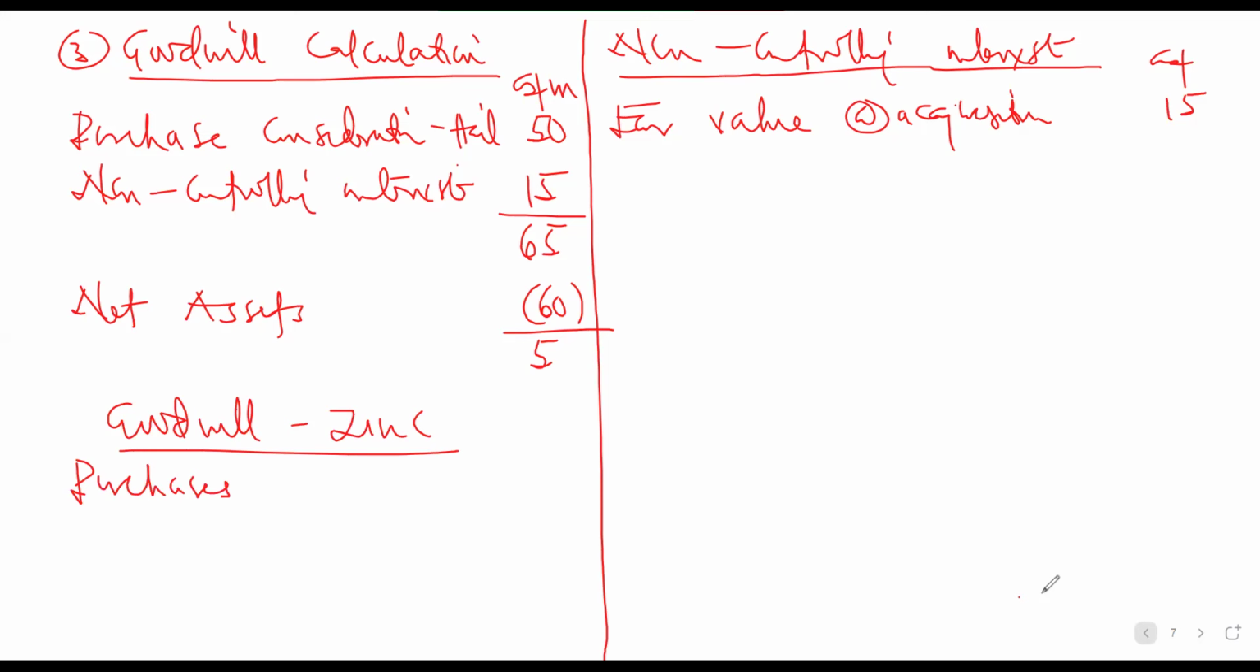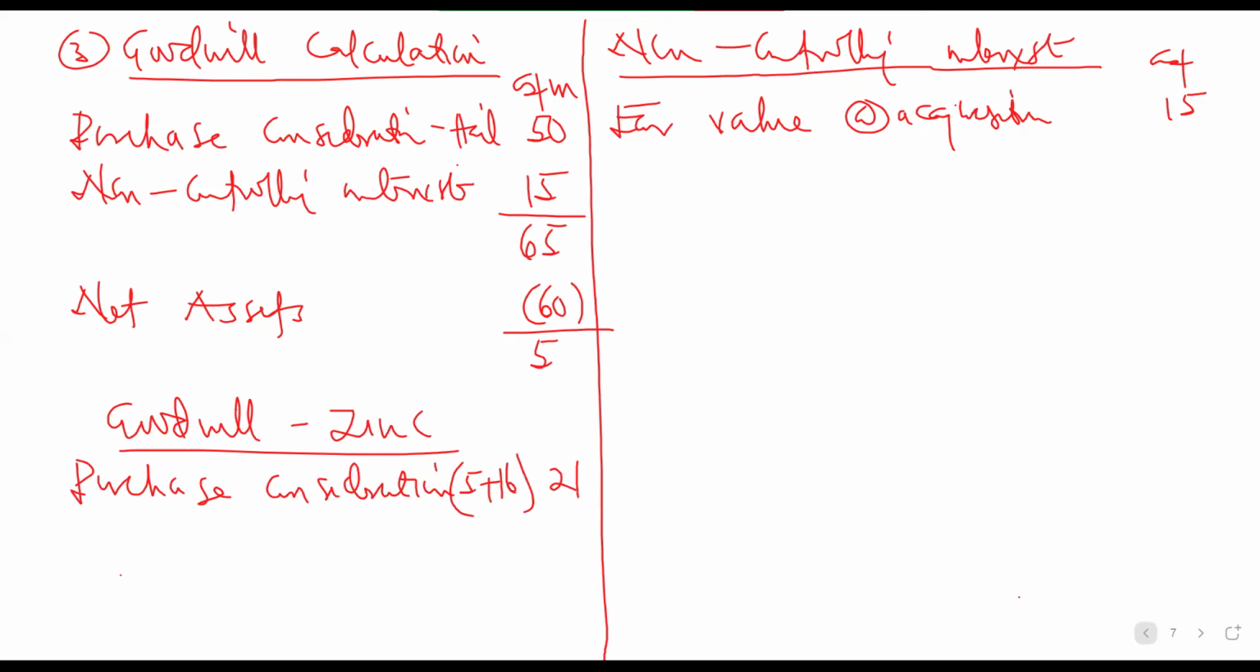Our purchase consideration will be the 5%. If you like, you can split it. The 5% will be 5 million, and the 55% will be 16 million. So let me just put 5 plus 16 over here. Then we have 21. Okay.